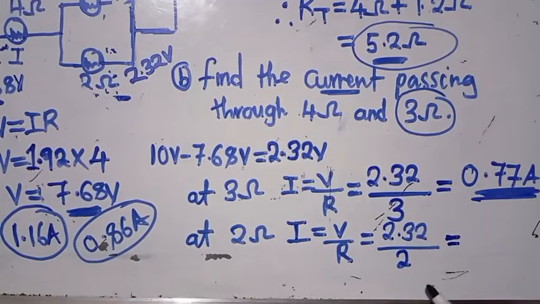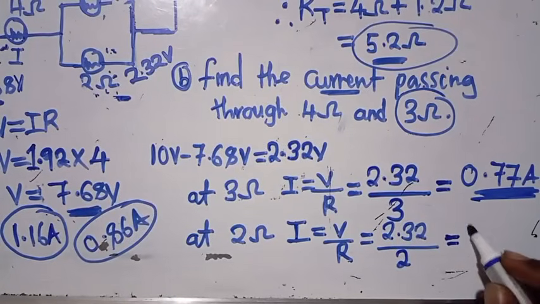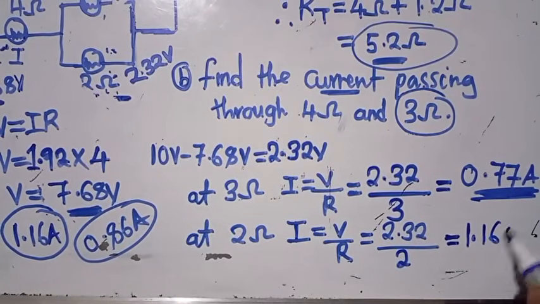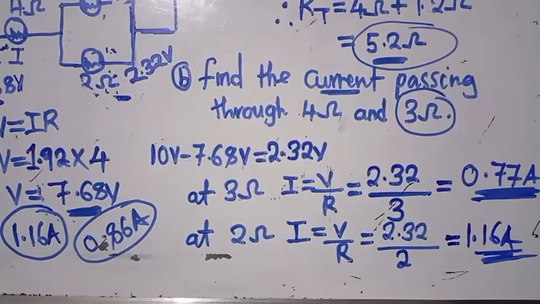Then here, when you divide, what answer are we getting? Are we getting 1.16? Isn't it? This is the answer that we are getting. So this is what we are supposed to do. The formula is here. This is the formula that we need to use. I think the mistake was just on the formula.